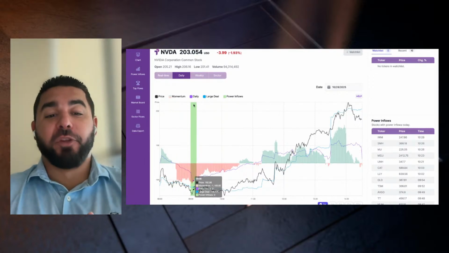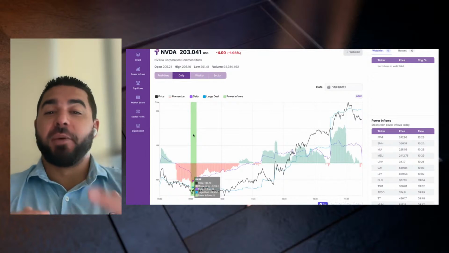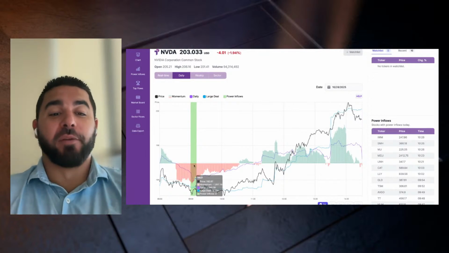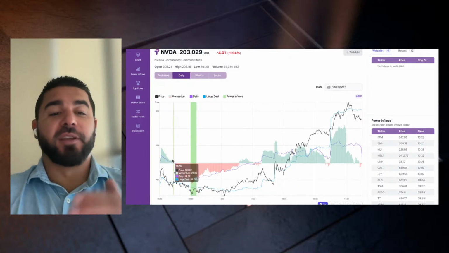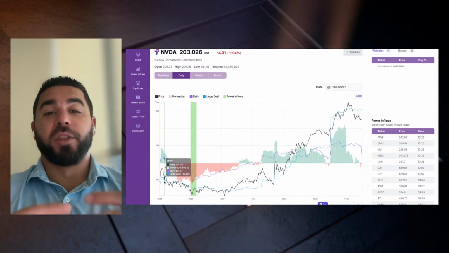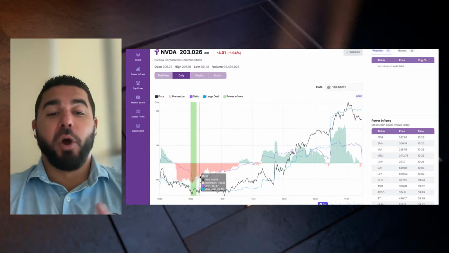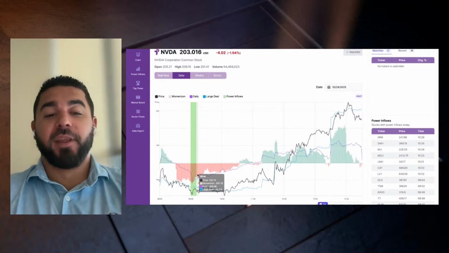Now, that power inflow came in around 10:30 a.m. Eastern time. And you can see what happened following that power inflow. So it came in around 10:30. We noticed a downward trend in the price, a downward trend on the retail side, and a downward trend on the institutional side. But post power inflow signal, look what happened.